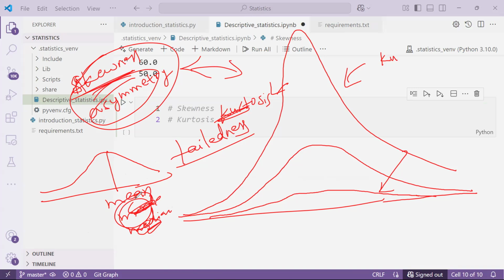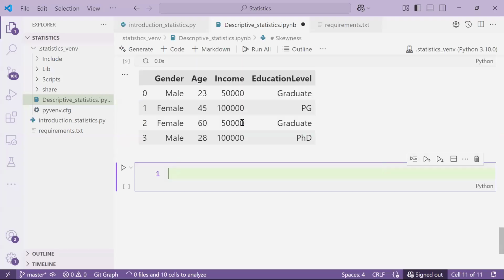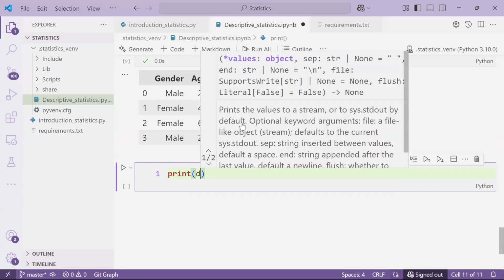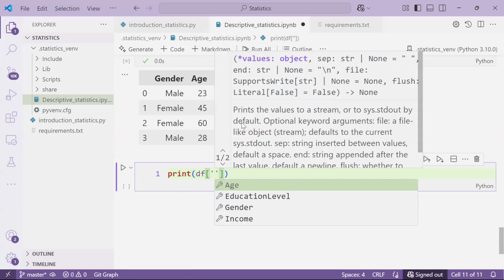Yes. So how can we calculate this skewness and so on? We have direct formulas. Let me share my screen of my Visual Studio Code. I have my data points, this is my dataset. From the dataset, I would like to find the skewness of the DF of income.